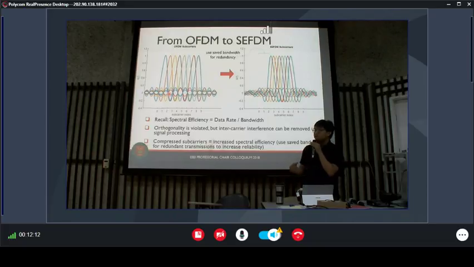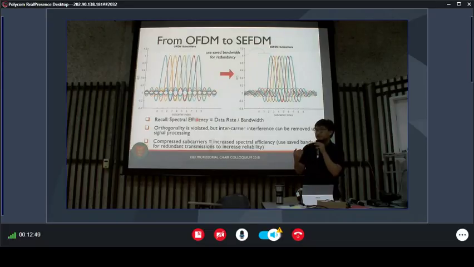However, we can further improve the spectral efficiency of OFDM by further compressing the subcarriers. If we try to reduce the frequency separation between subcarriers, then we can reduce the bandwidth. Recall that spectral efficiency is given by data rate over bandwidth. If we use the same data rate for each subcarrier, but we reduce the overall bandwidth, then the overall spectral efficiency is increased.